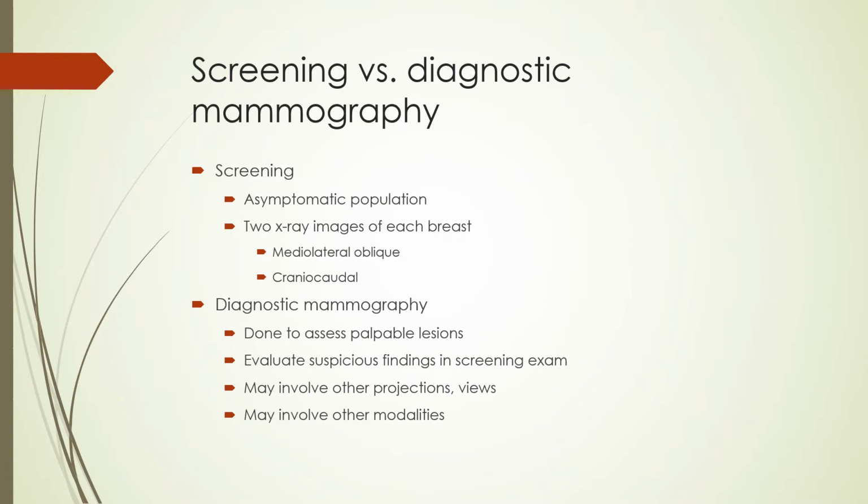Screening mammography attempts to identify breast cancer in the asymptomatic population and involves acquisition of 2 X-ray images of each breast in the mediolateral oblique and craniocaudal views. Diagnostic mammography procedures are performed to assess palpable lesions or evaluate suspicious findings identified by screening mammography. A diagnostic mammography examination may involve additional projections, magnification views, or other modalities like ultrasound and MRI or mammoscintigraphy.